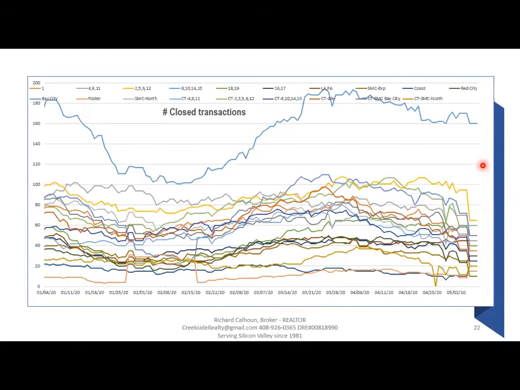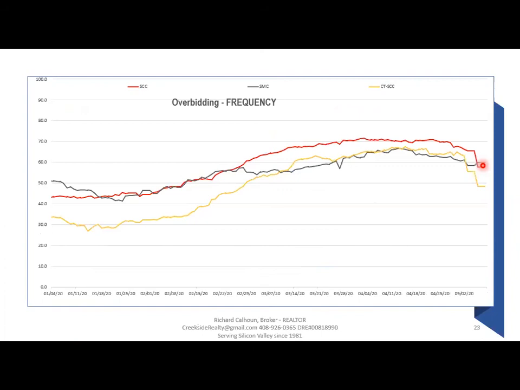Here is all 22 micro market areas. Nothing really noticeable other than the trend is the same. Moving on to the frequency of overbidding. Again, it came up, it was doing well. It really plateaued, but now this is a little negative news.